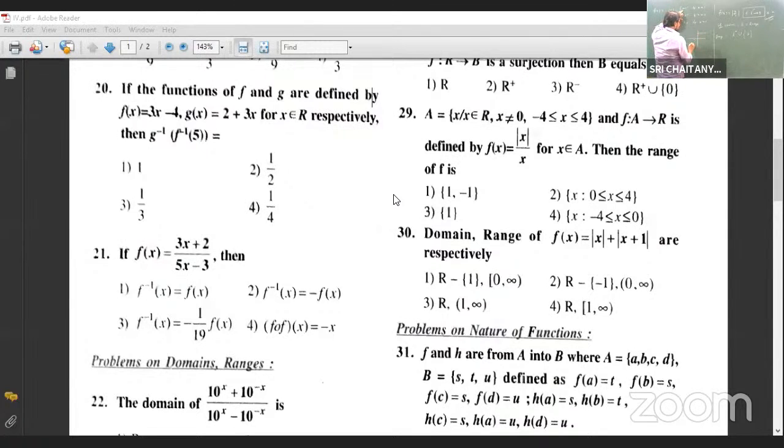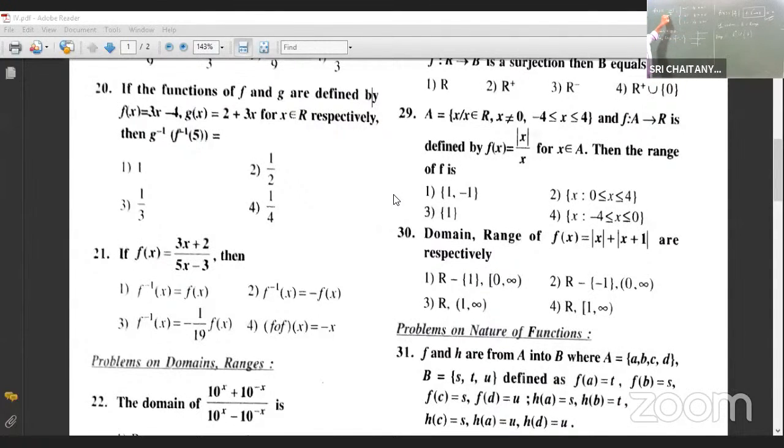You saw this in your first PUC: this is 0, this is negative 1, this is positive 1. But in the question he has given directly that x is not equal to 0. Therefore, the required range is {-1, 1}. Only two elements.